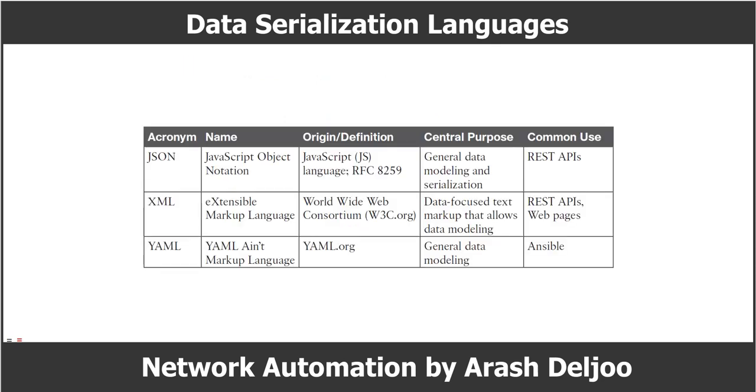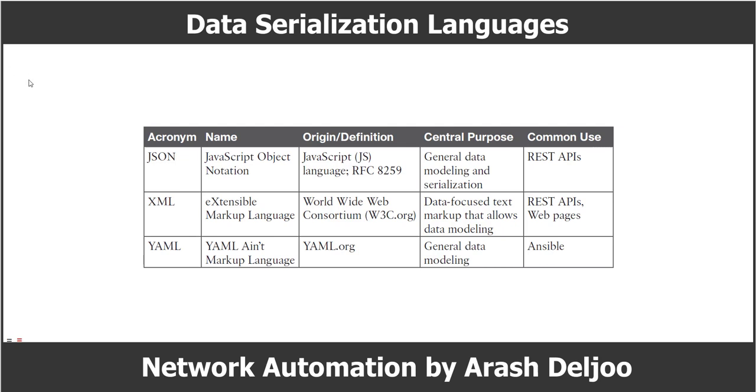Alright, this table summarizes the data serialization languages mentioned in this video: JSON, XML, and YAML. Let me review and compare them. JSON is the abbreviation of JavaScript Object Notation. XML is the abbreviation of eXtensible Markup Language. And YAML is the abbreviation of "YAML ain't markup language."